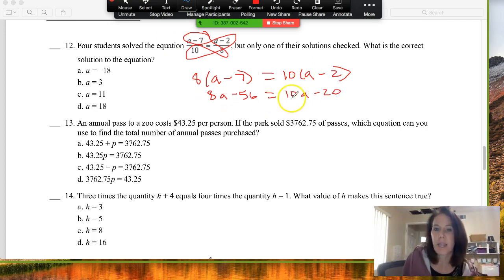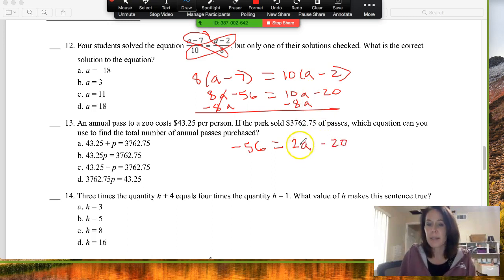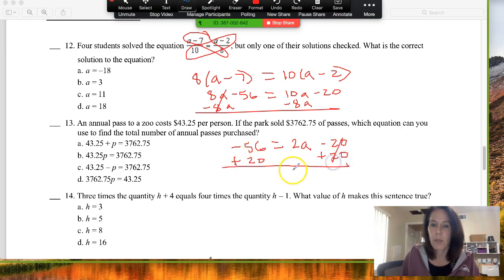Now let's get our A's together. So let's subtract 8A from both sides to gather our A's to one side of the equation. That eliminates the 8A, bring down the negative 56, bring down the equals. 10A's minus 8A's are 2A's. And then I still have negative 20. Now I'd like A's to be isolated, so I peel this off. I'm going to add 20 to both sides. You get 2A's equal negative 56 plus 20, which is negative 36.